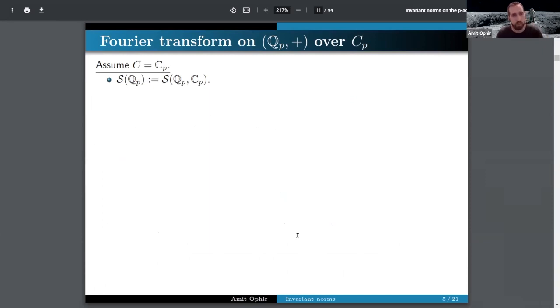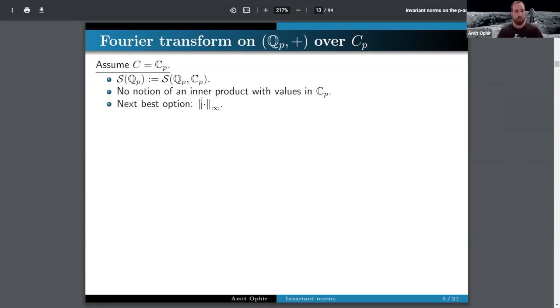For the rest of this talk, I specialize to the case where the field of coefficients is CP, and I will omit the notation of CP from the field of coefficients. In this case, there is no notion of an inner product with values in CP. There is no notion of positivity in CP. And so our next best thing is to take the sup norm. We don't have L2 theory. I will denote by C0 the completion of the space of Schwartz functions with respect to the sup norm. This is the space of continuous functions on QP valued in CP which go to 0 at infinity.